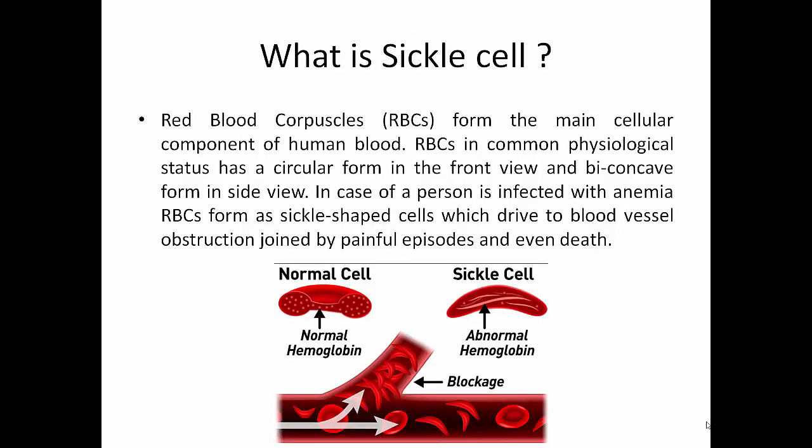So what is sickle cell anemia? Normally, red blood cells are in a circular shape, just like this. But when these cells are infected by the disease of sickle cell anemia, they will be in the sickle shape. When they are in the sickle shape, they get stuck in the blood vessels like that, and they lead to different problems, like stroke or other problems of the blood.